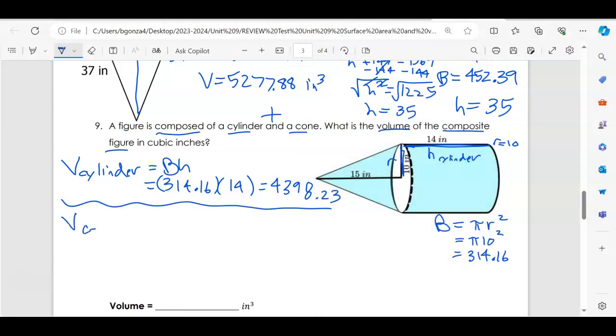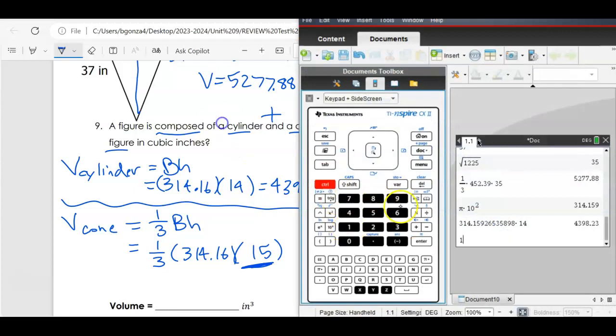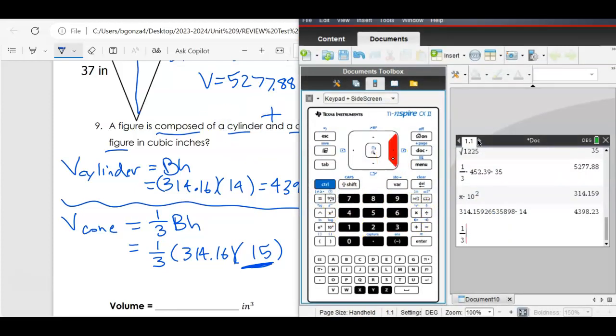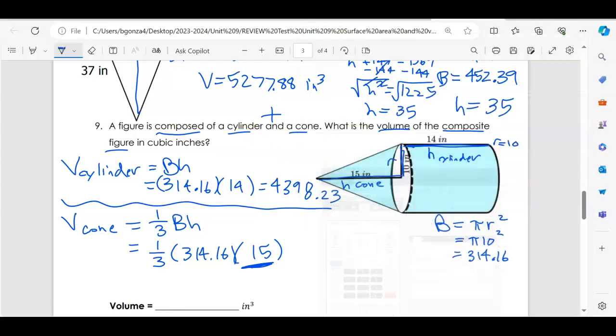Okay, now we need to do the volume of the cone, which is a 1/3 BH. So it's 1/3. The B, the same circle is there, so it's 314.16. But the cone height, this is the H of the cone, this one is 15. This is very important. They don't have the same height. They got different heights. All right, so 1/3, 314.16 times 15, get 1570.8.